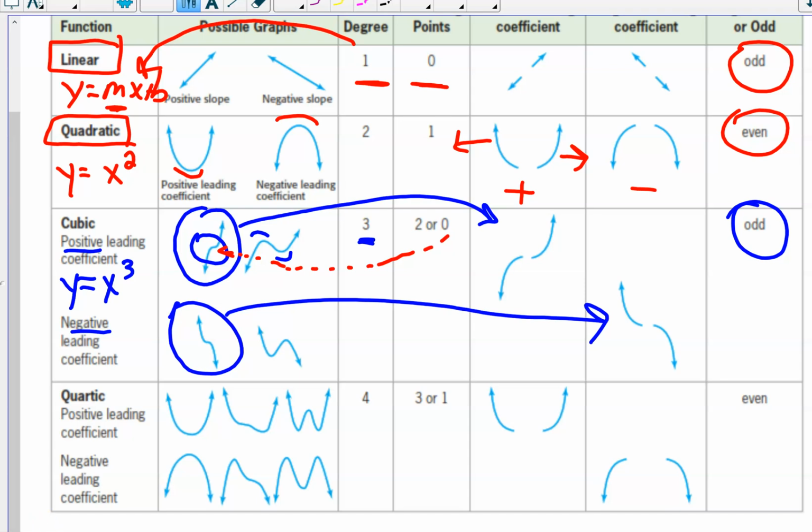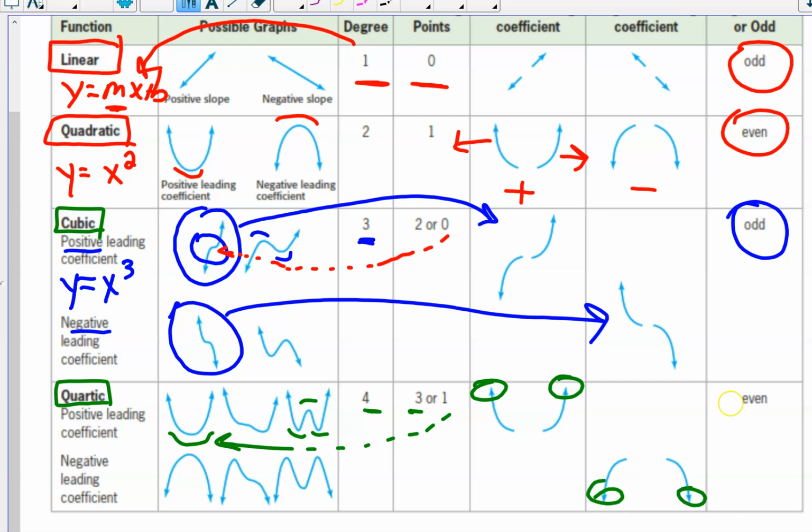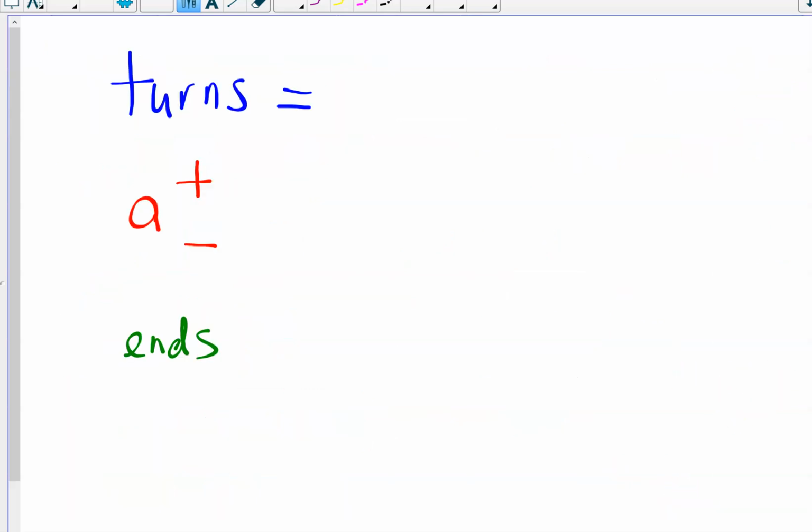Okay, the next one is quartic. And quartic is to the 4th power, and it would have 1, 2, 3 turning points, or it could just have 1 right there. And positive leading coefficient versus negative, notice the end points, they both go up, they both go down, and it has an even exponent.